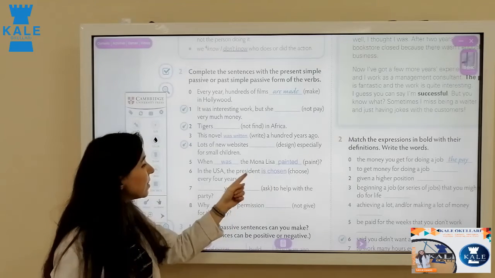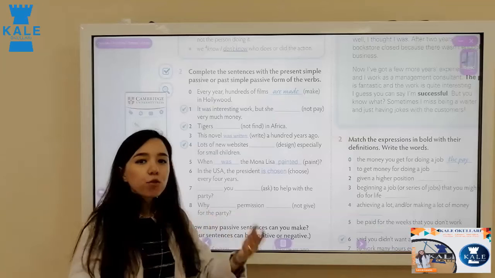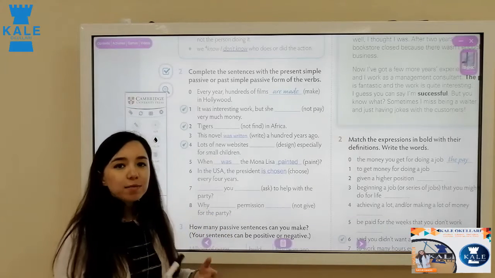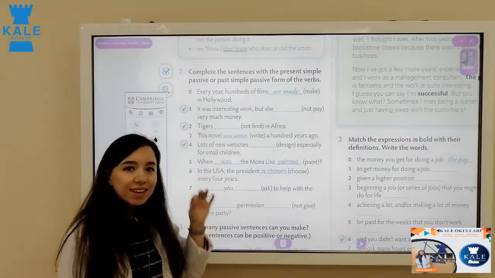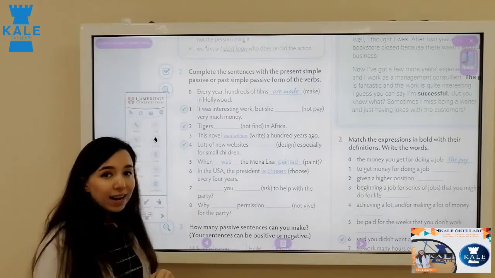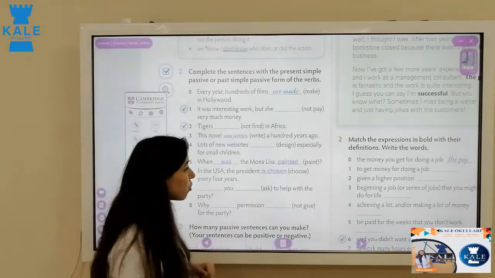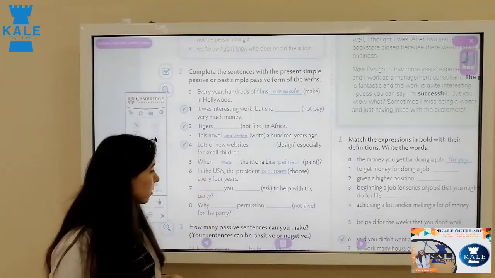So, president is chosen because we are talking about something that every 4 years, every year, every 6 months is happening. So, here it shows us when we have every in a sentence, you know that our sentence is present simple for active one. So, for passive also, we have to write here is chosen because president is just one person.